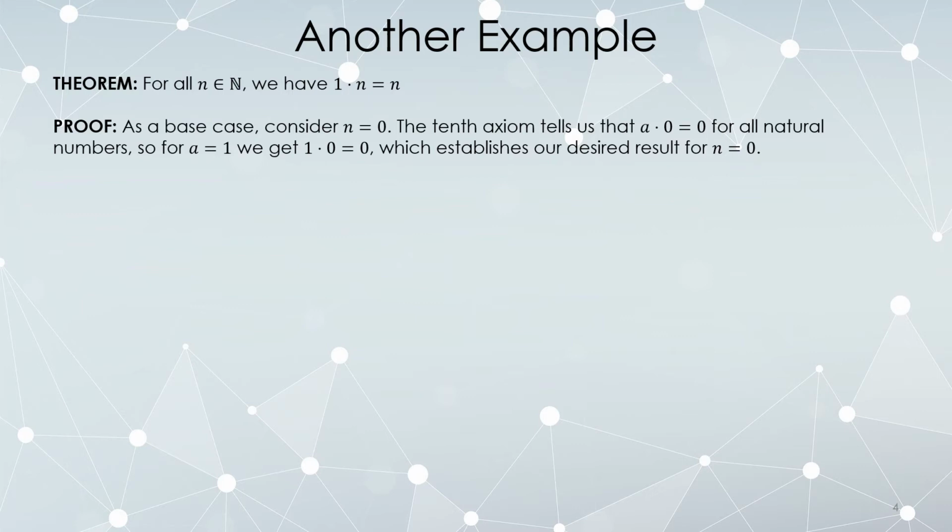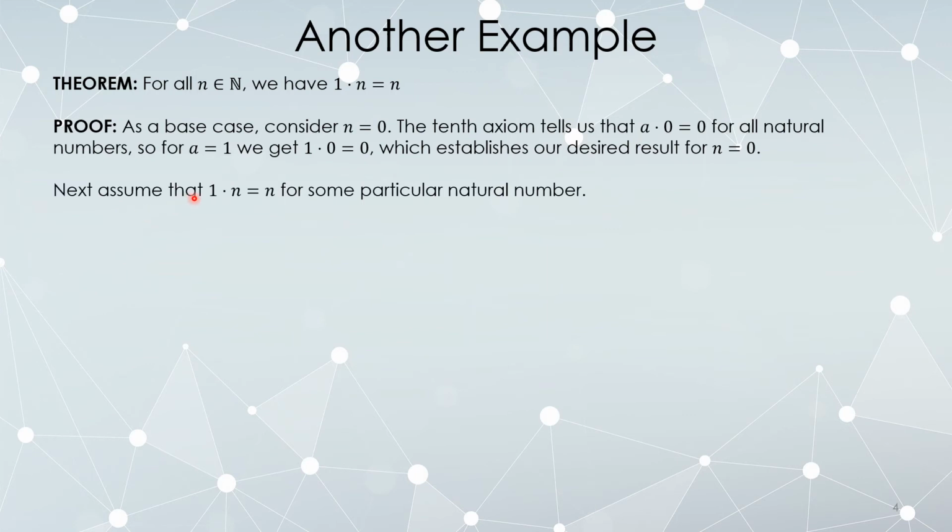So our base case is what happens if I replace n with 0? What we'd be trying to prove is that 1 times 0 equals 0. But axiom 10 told us that any number times 0 is 0. So specifically, yes, 1 times 0 is 0. That's axiom 10. So our claim is true if n is 0. 1 times 0 really is equal to 0, and that was an axiom. Anything times 0 is equal to 0.